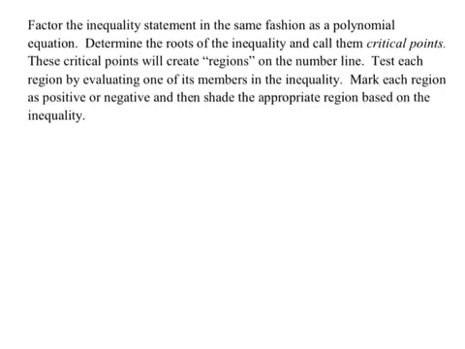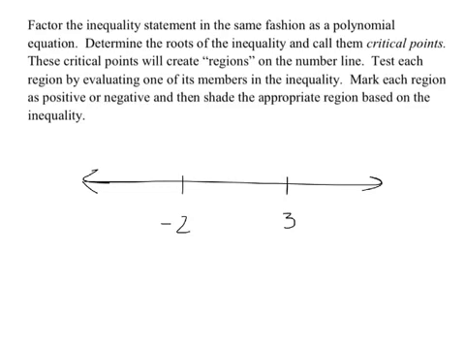So what we're really going to end up doing is factoring the inequality statement the same way we factored a polynomial. We're going to find the roots of this inequality, but we're going to call them the critical points. Okay, critical points, one of our key words. And then once we have our critical points, we're going to take those regions. So let's say root 1 is -2, and root 2, the second root, is +3. If those are the roots, we're going to put them on this number line. These are the critical points in our problem.